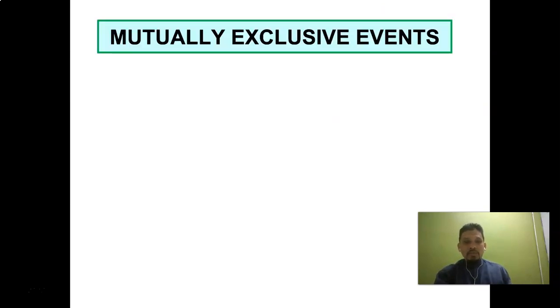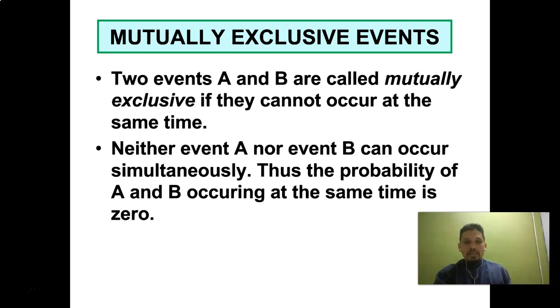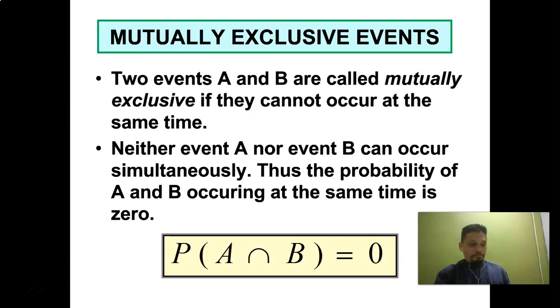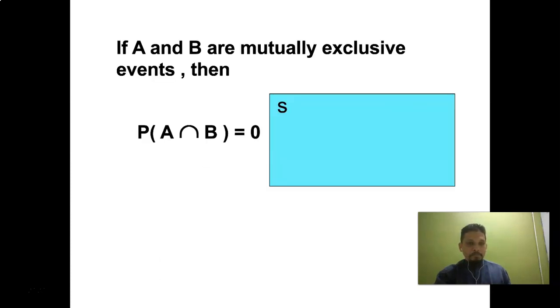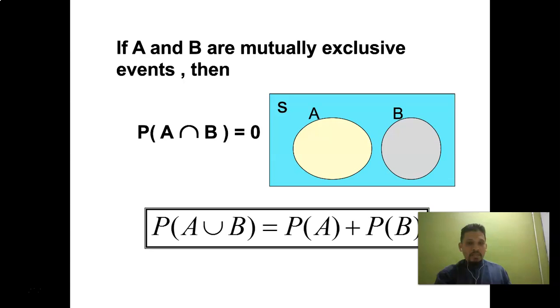So the next is mutually exclusive events, if they cannot occur at the same time. Okay, neither A nor B can occur simultaneously. So the probability of A and B occurring at the same time is 0. Okay, it means that there is no intersection, there is no element in A that is also shared by an element in B. So they are separated here.